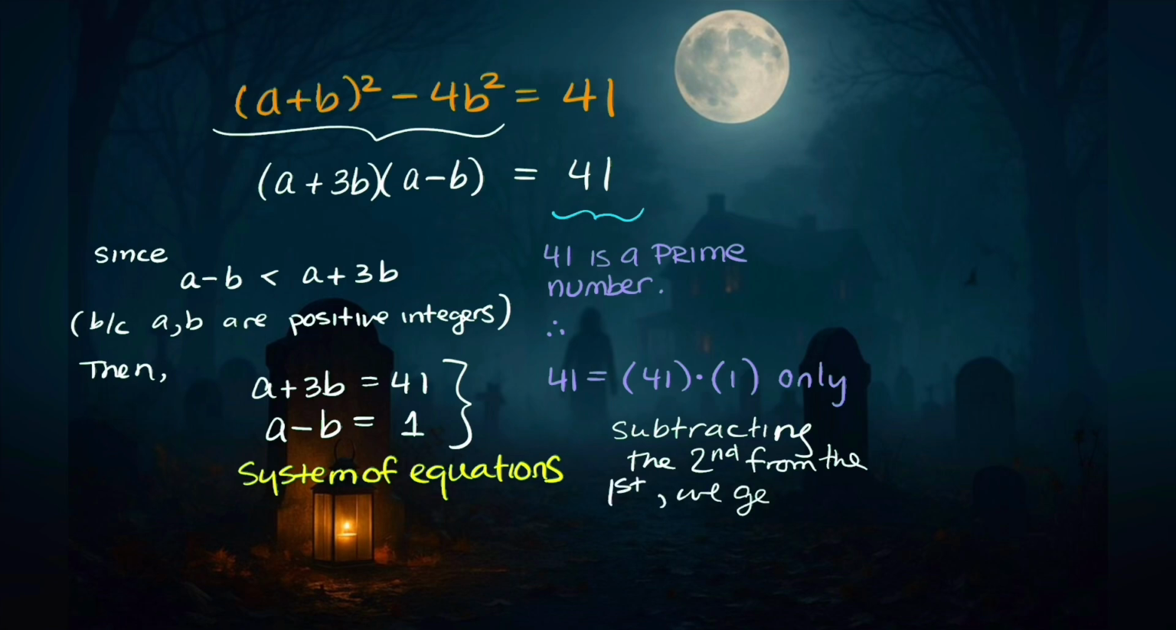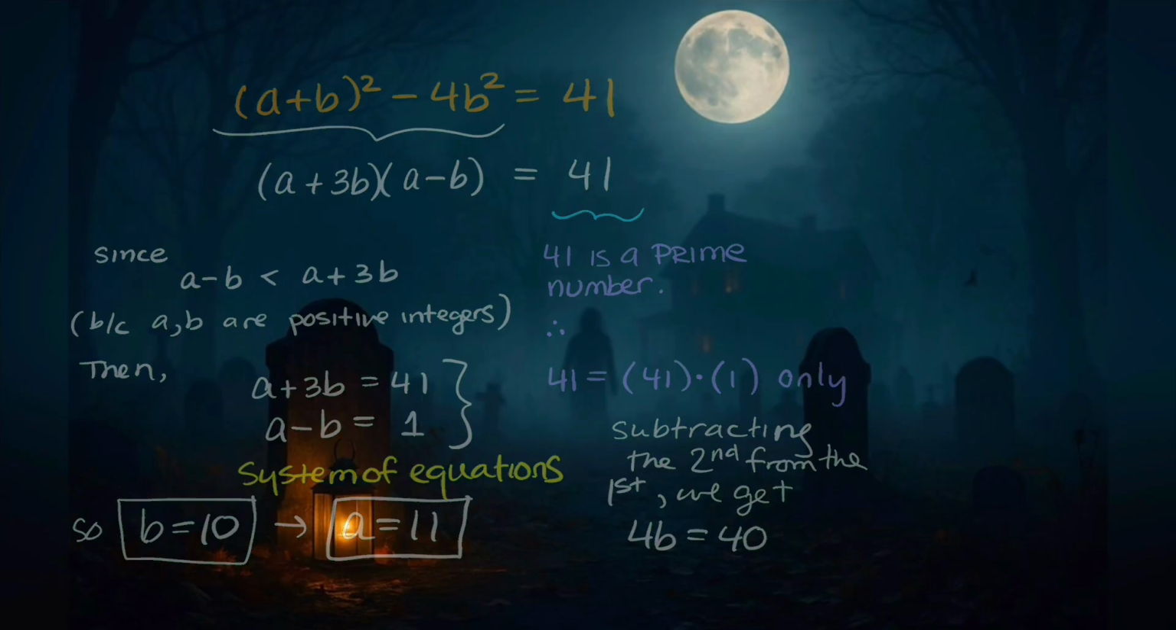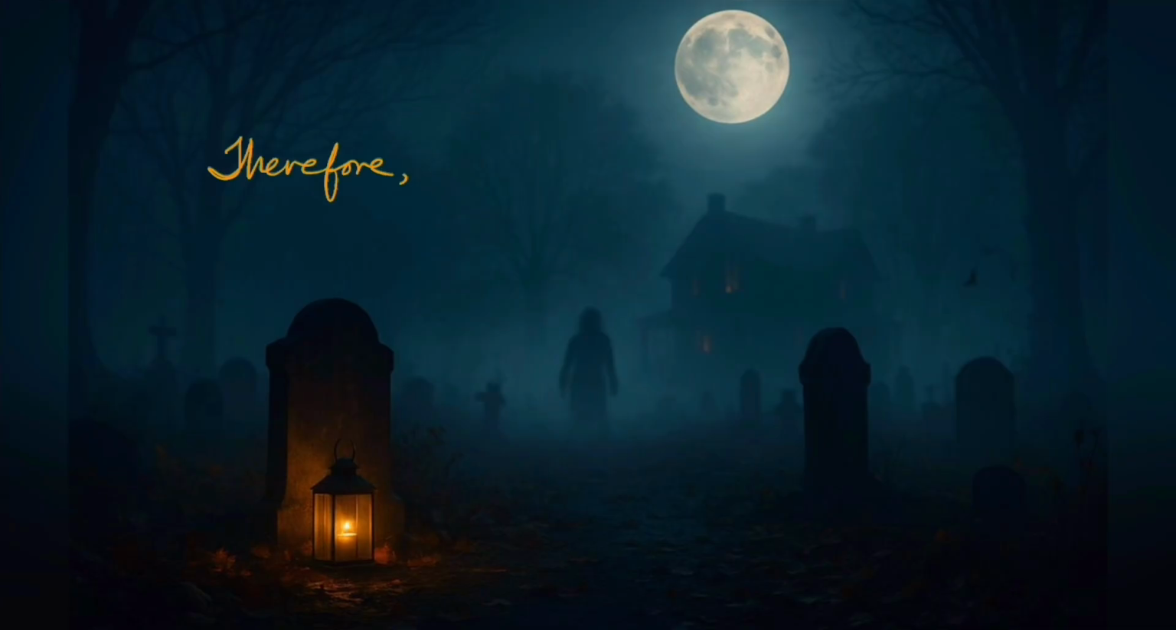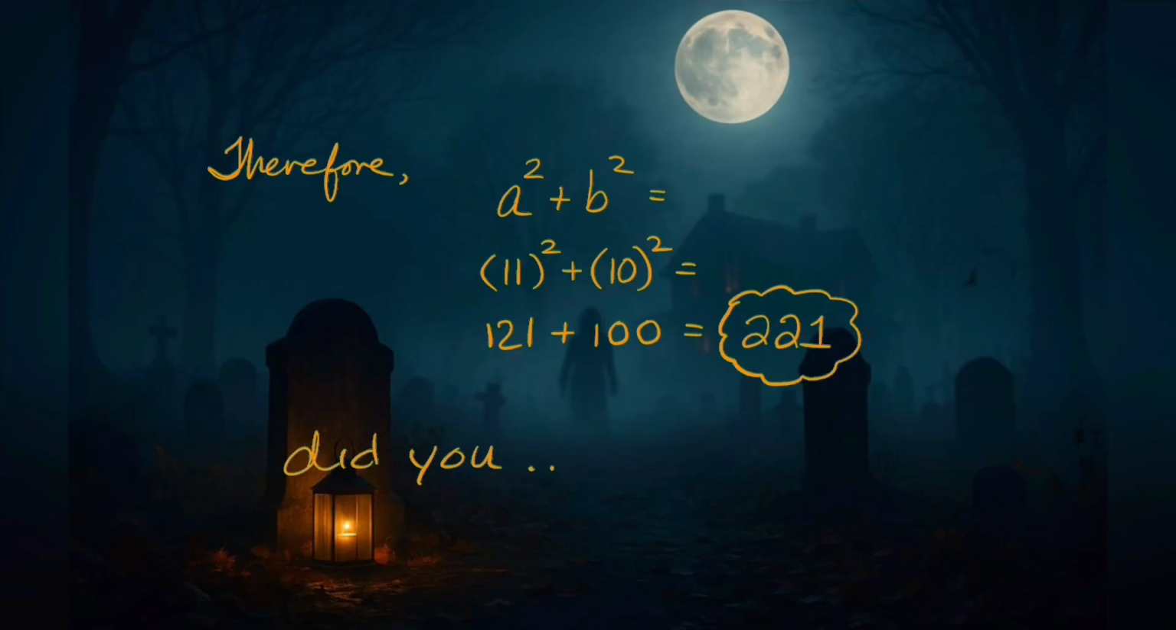Subtracting the second from the first, we get that 4b is equal to 40, and that gives us b equals 10, and a equals 11. So now we are prepared to give our final answer for the problem. A squared plus b squared, or 11 squared plus 10 squared, is 221. Did you figure it out?